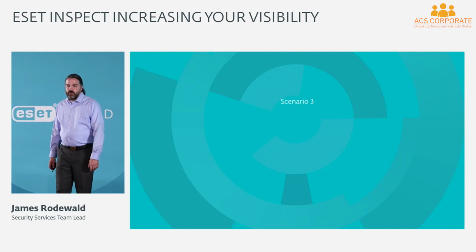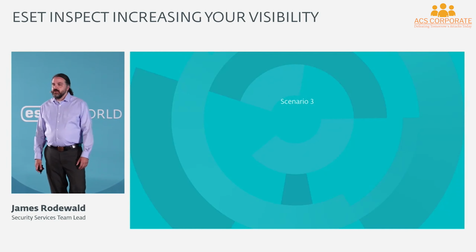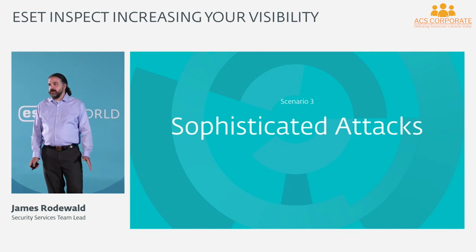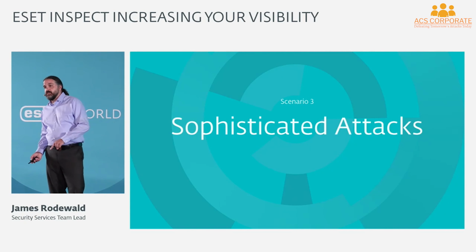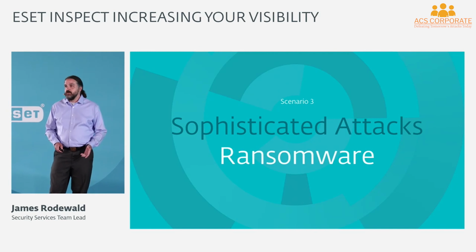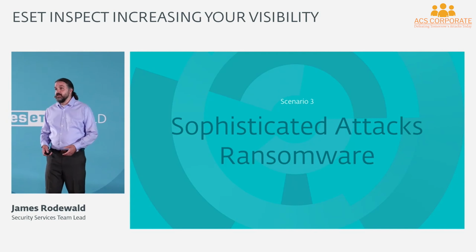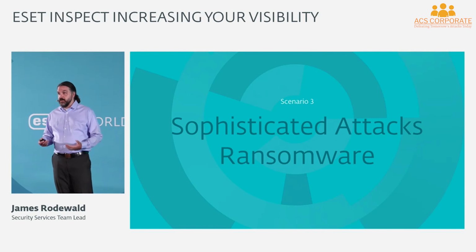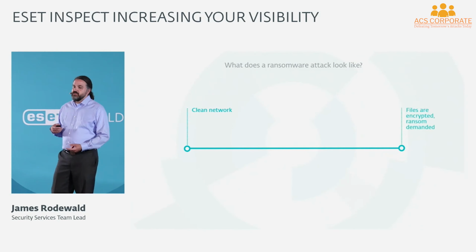So moving on to our third and final scenario, we're going to start talking about sophisticated attacks. And specifically, I'm not going to talk about advanced persistent threats, but I'm going to talk about ransomware. The reason why I'm going to talk about ransomware is they use a lot of techniques that can be very sophisticated to avoid detection. So let's talk about how a ransomware attack works.